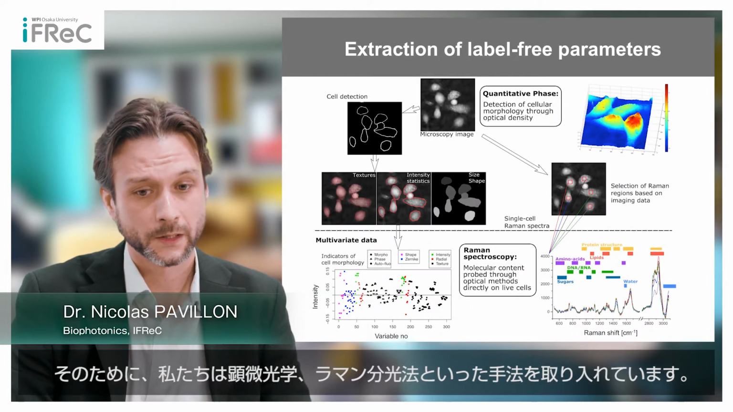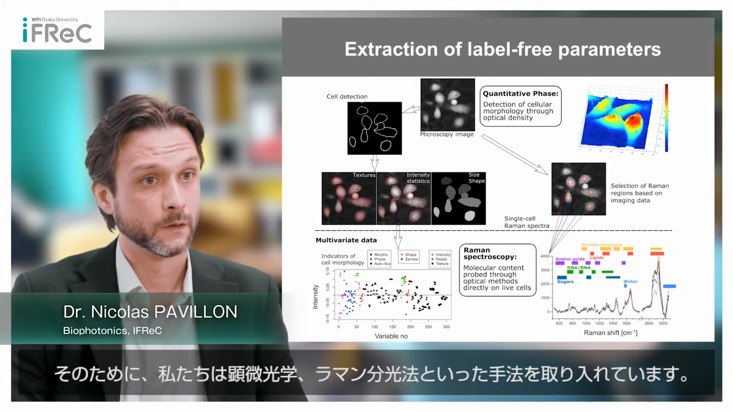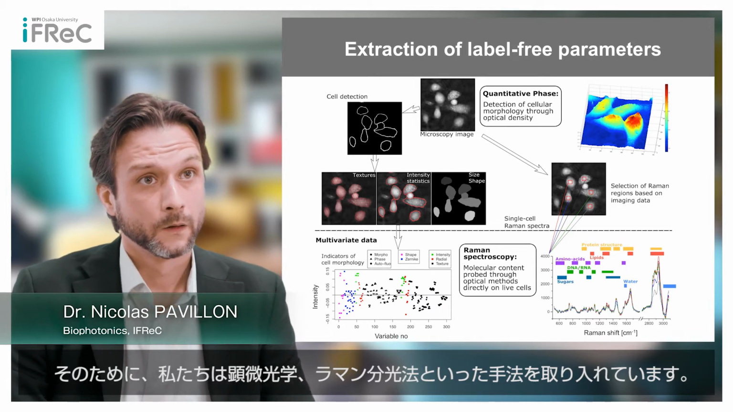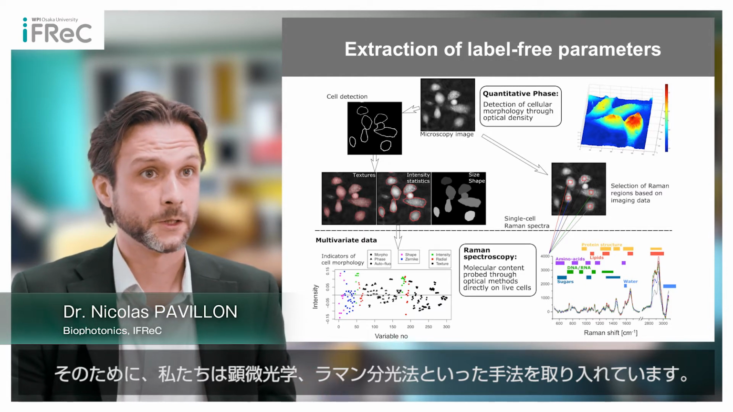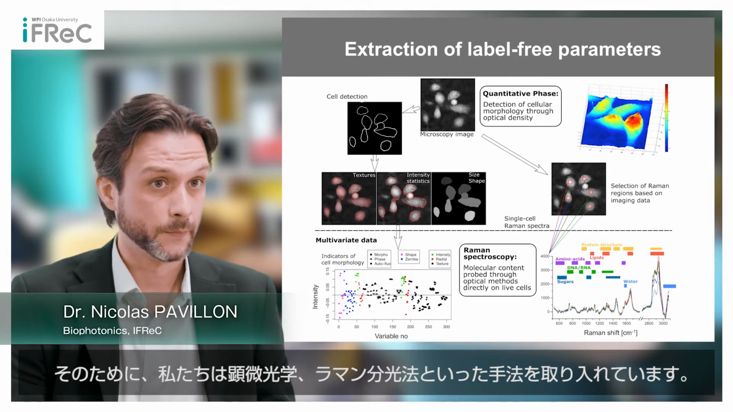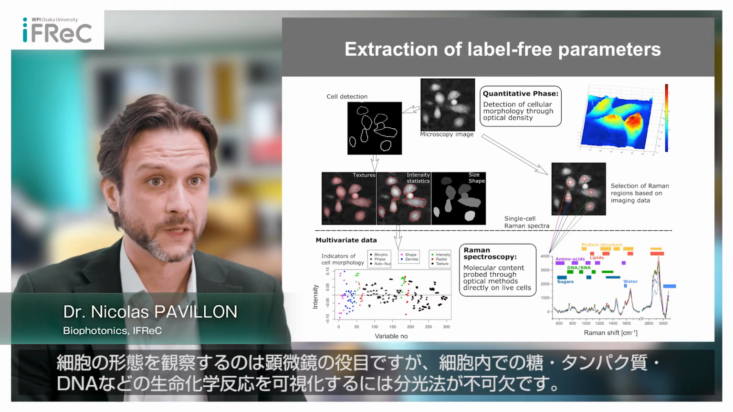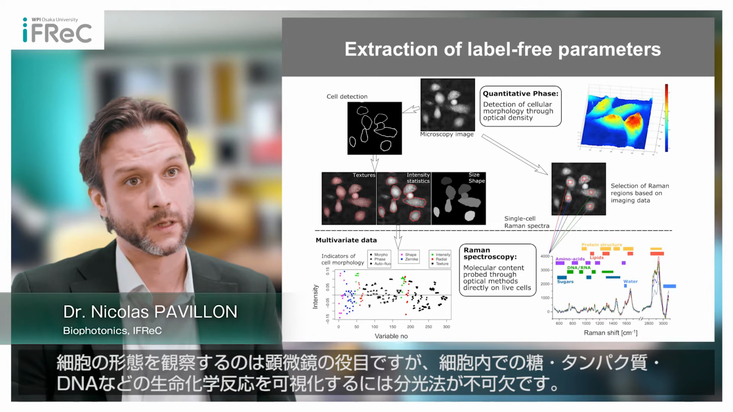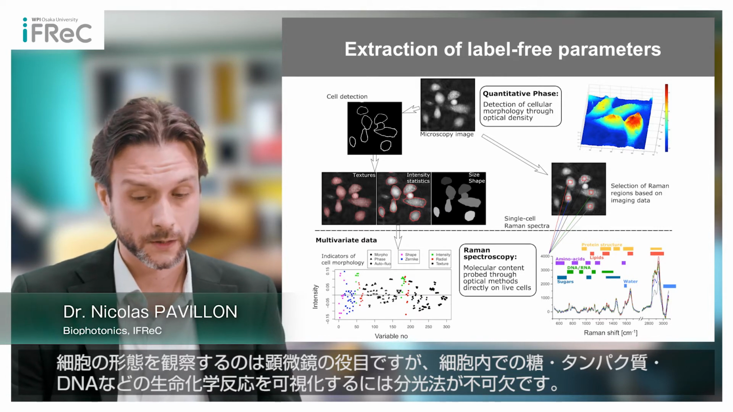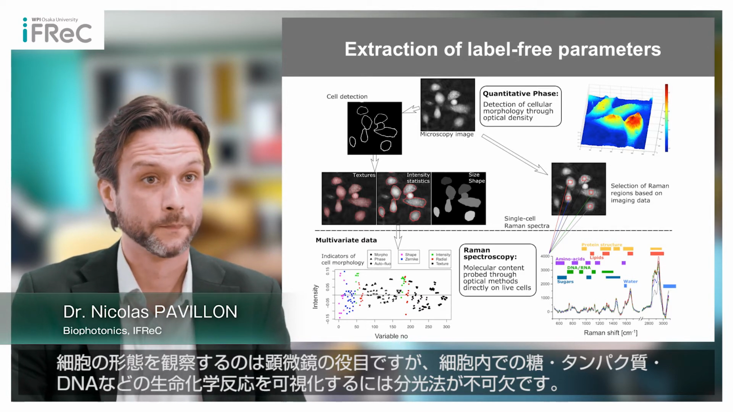I'm employing techniques called, for example, quantitative phase microscopy and Raman spectroscopy, which are able to provide us both morphological information of the cells based on the imaging, but also chemical information based on spectroscopy, where we can retrieve information about the constituents of the cells, such as sugars, proteins, DNA, and derive from this information what is actually happening in the cell.